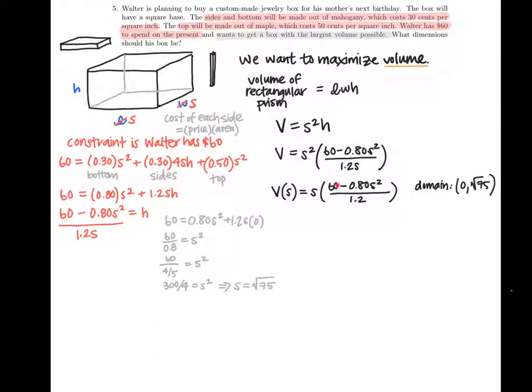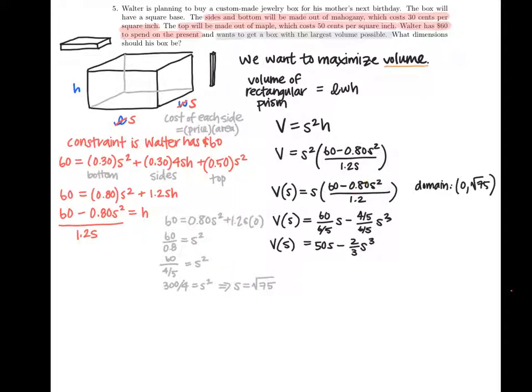I'm going to both take 60 and 0.8 and put them over 1.2 and also distribute this S. One thing I really like when dealing with decimals is to convert them into fractions. So it's really helpful for me to express 1.2 as 6/5. 60 over 6/5. You have that 5 come up, that becomes 300 divided by 6, which is 50. So I have 50S from that S distributing.